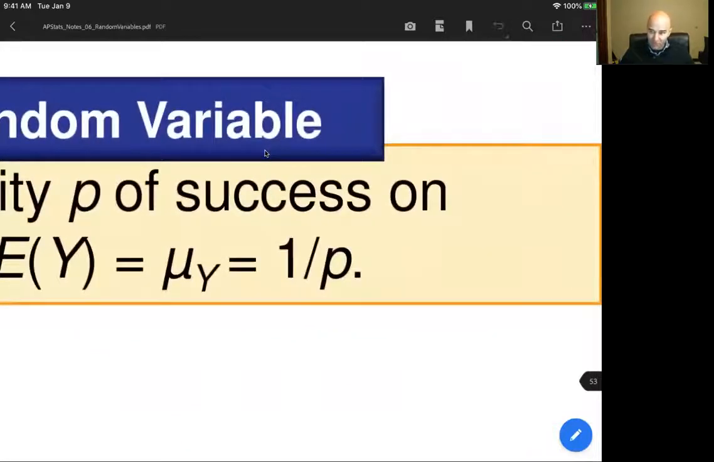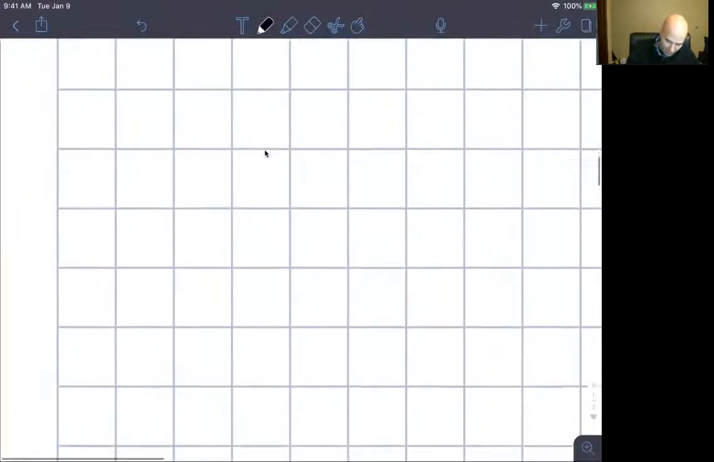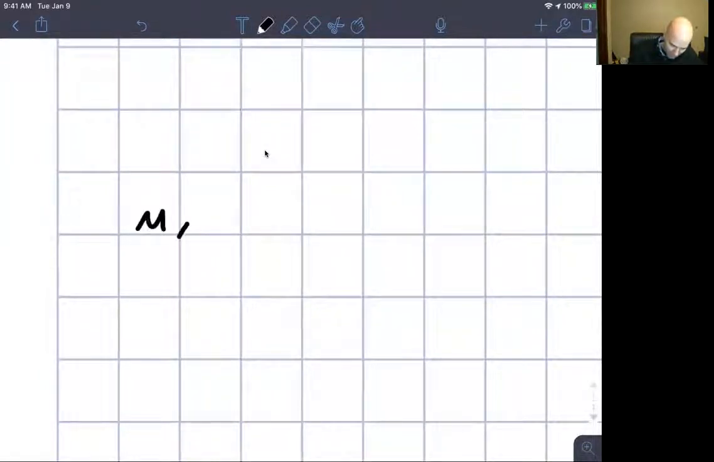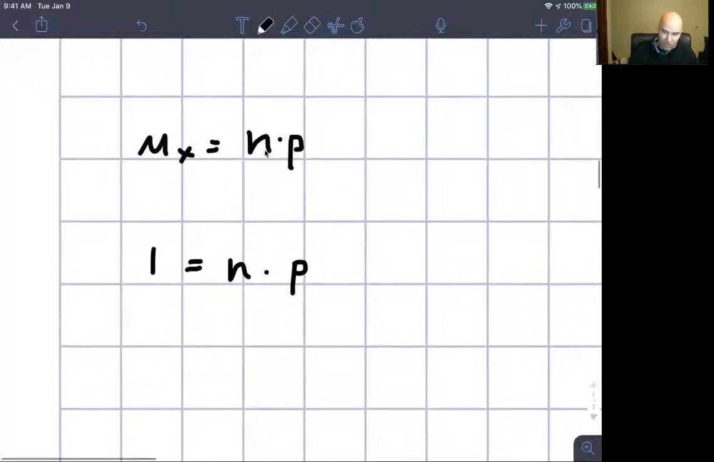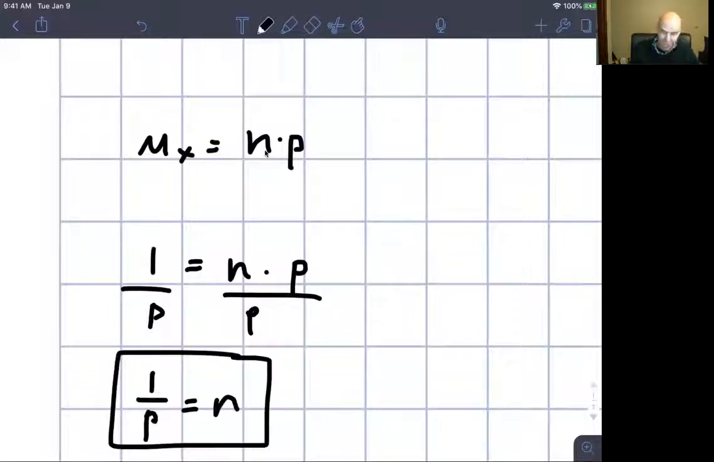Now, the mean of a geometric setting is 1 over p. Which makes sense, and I'll show you why. If you think about the binomial setting, in which case mu of x was equal to n times p, the question we're asking in the geometric setting is, when will you get your first success? So we're wondering, when will the mean equal 1? Okay. So the question is, when do we expect to have 1 success? So when is n times p equal to 1? So then if you solve this for n, we divide both sides by p, right? You get 1 over p equals n. So that's the expected number of trials in a geometric setting. It's 1 over p.